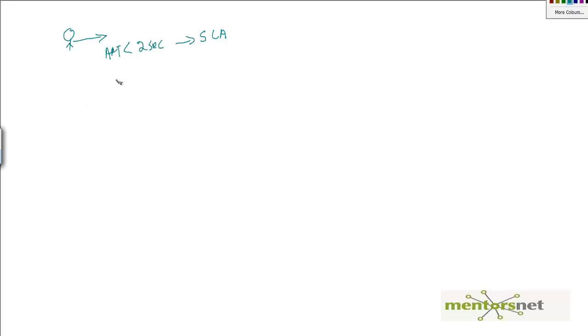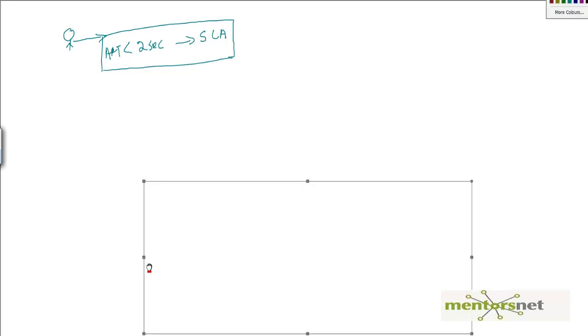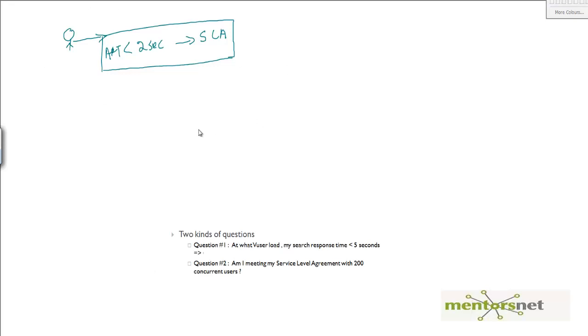There are certain other kinds of SLA that you can give. Let's consider that this is the one you want to achieve. There are two kinds of questions. One kind of question is, at what VUser load is your response time less than 2 seconds? This can be done by using goal oriented scenario, as we discussed in the last video.